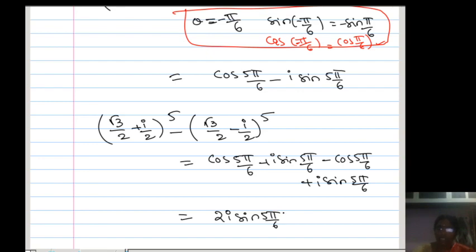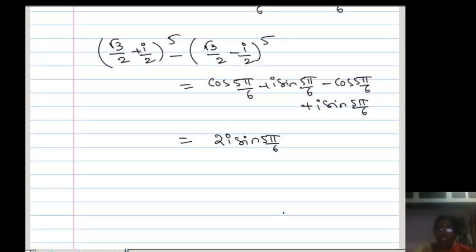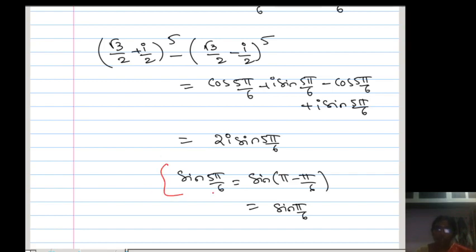But still simplify this. Sin 5π/6 value is what? I can write sin 5π/6 as sin of (π minus π/6). What is the sin 180 minus theta formula? Sin theta. So sin 5π/6 is equivalent to sin π/6 only. So this is the simplification.